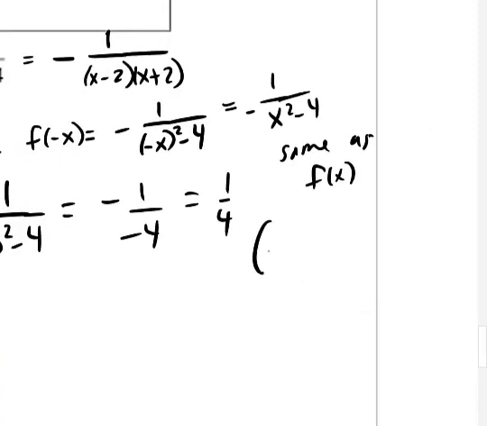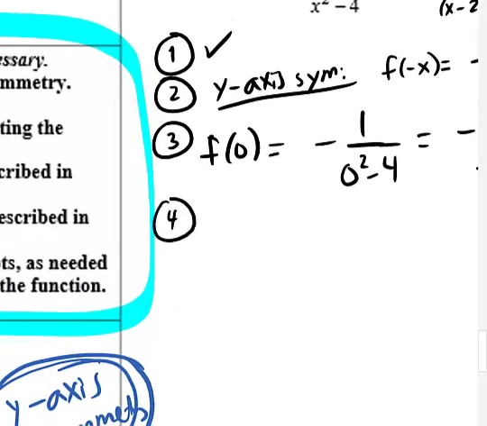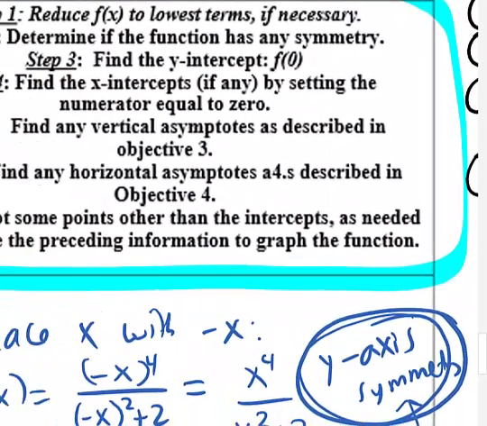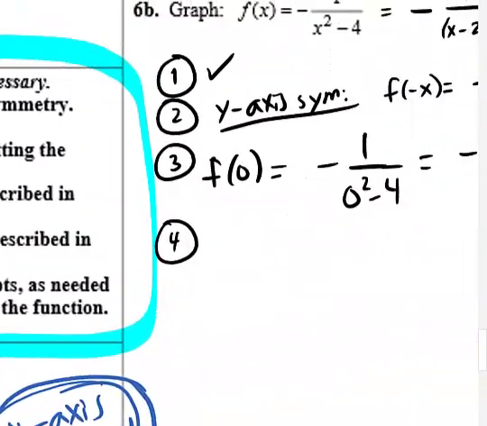So I have a point x equals 0, y equals 1/4. We know one point on the graph, that's good. And step 4, that should be an interesting one. Find the x-intercepts, if any, by setting the numerator equal to 0.